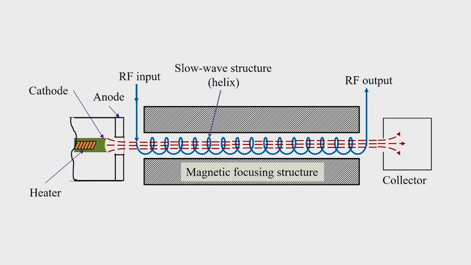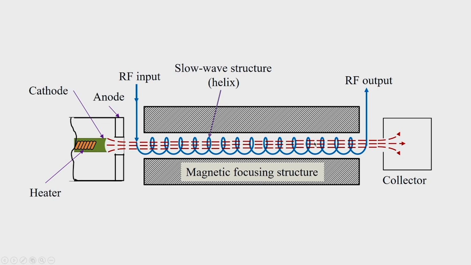The bunching of electrons takes place due to velocity modulation, and when bunching of electrons takes place, it results in current modulation, and finally, the RF input is amplified by exchange of energy from the electron beam. The electrons, after leaving the interaction space, are collected by the collector. Here we see the magnetic focusing structure which applies a field so that the beam remains focused.